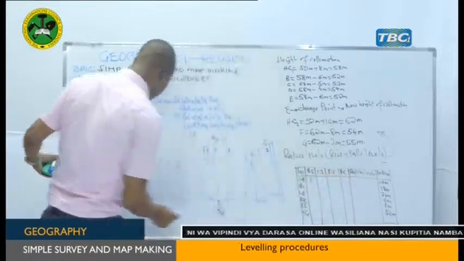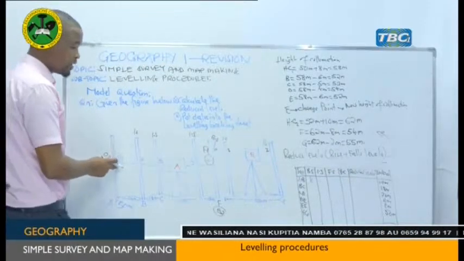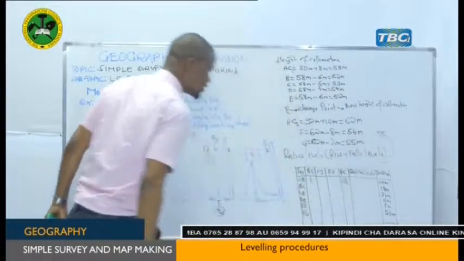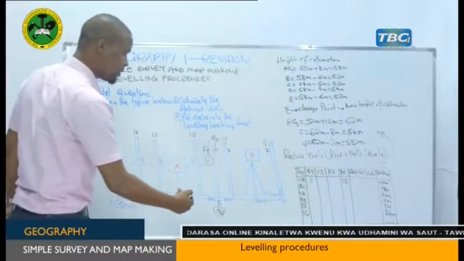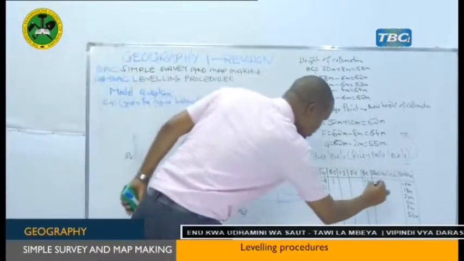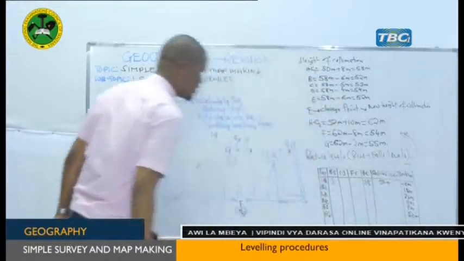Height of collimation at point A, we take 50 plus this one. It is at point A. Then we write 58. The first height of collimation at point A is 58. From there, we go on to reduce the level at point A. It was 50, so you write 50. This is our first reduced level.